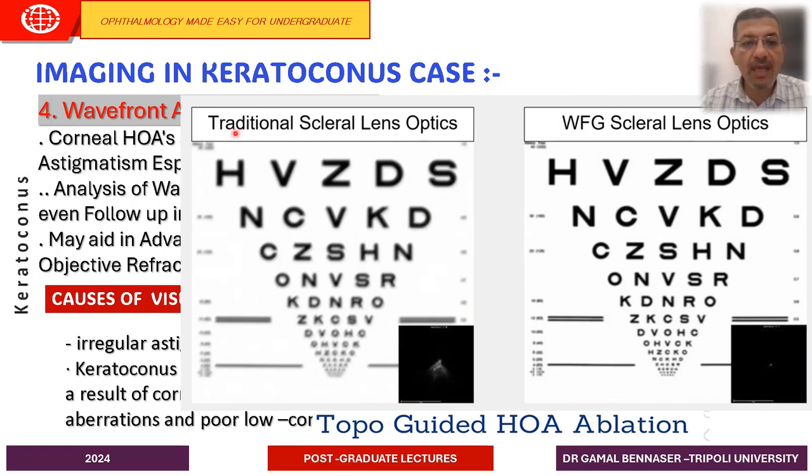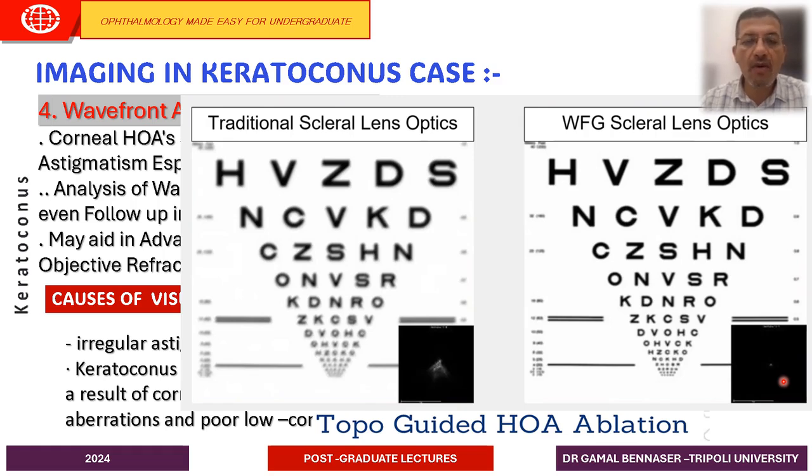This is by using the traditional scleral contact lens, and you can see the point spread function is still not a single spot. And with the use of the wavefront scleral contact lens, you see how much the image quality has been improved, and much improvement in the root mean square and the point spread function. So analysis and studying the wavefront of a patient with keratoconus is a very useful tool in early detection as well as in the follow-up, as well as improving the image quality.